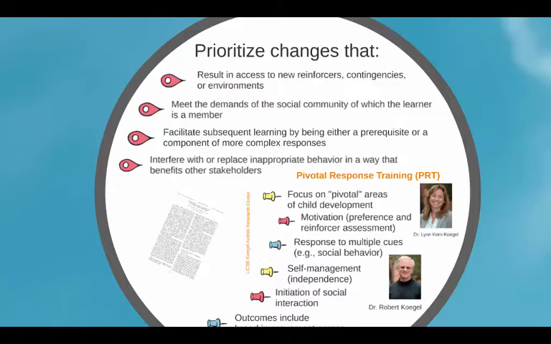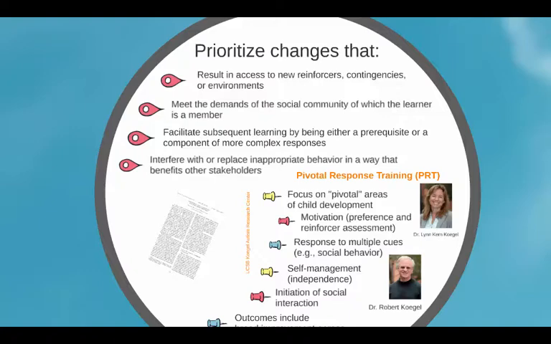For example, one of the things I mentioned in terms of the assessment discussion was working with a 17-year-old with obsessive compulsive disorder. The OCD would prohibit the person from going into many environments. But if I've made gains with that individual and have stabilized that person, then I'm giving them access to new environments. So we need to prioritize changes that result in that. Access to new reinforcers, contingencies, and environments.